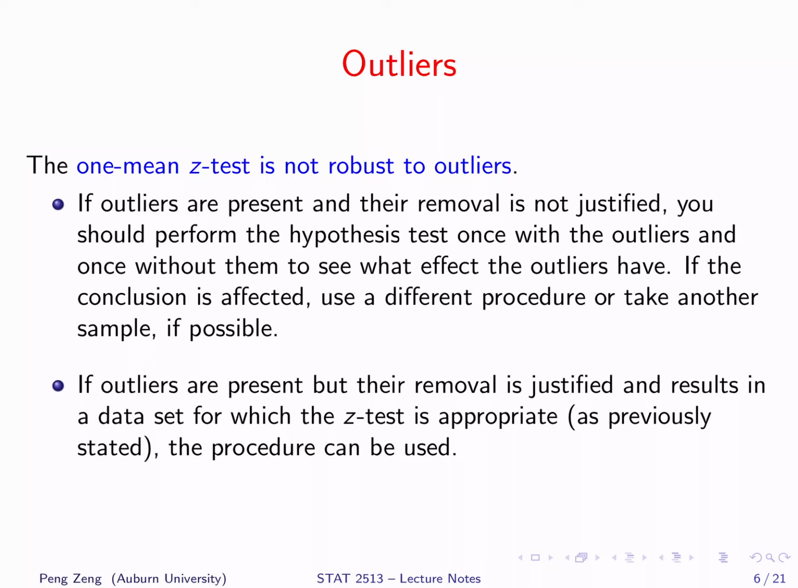There are some procedures which are robust to outliers. The textbook also discusses some. For example, Wilcoxon tests. However, we will not discuss them in this course. You may read them if you are interested.